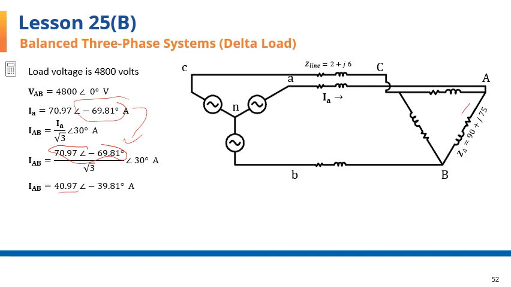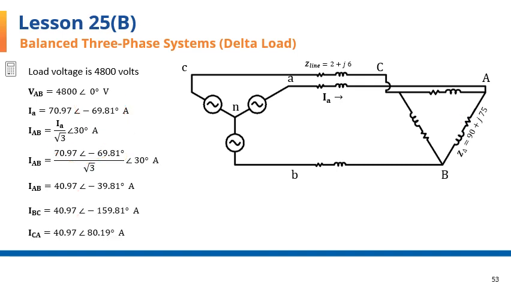That's this current going through this phase. The other two phase currents are simply found by clockwise rotation of IAB by 120 degrees once and then yet again next for ICA. So subtract 120 from this phase angle and you get IBC phase angle, and add 120 to this phase angle to get the phase angle for ICA.